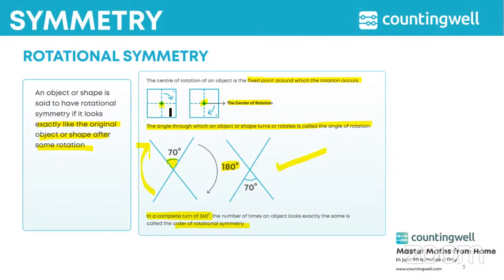In the case of this square, we can see if it is rotated by 90 degrees, then it will take the same position. Again, if it is rotated by 90 degrees, it will take the same position. Again by 90, same position. So there will be 4 times the square looks exactly the same. So the order of rotational symmetry for this object is 4 and the angle of rotation is 90 degrees.